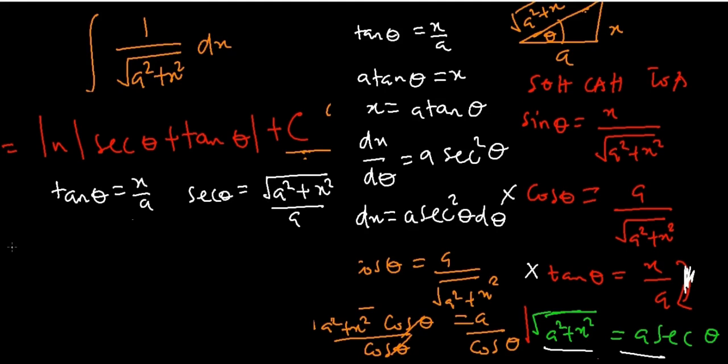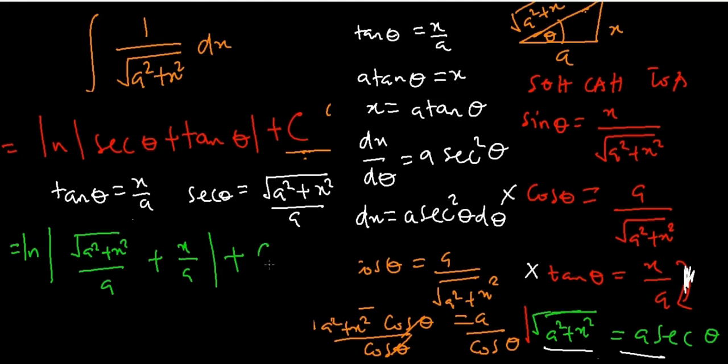So that will be equal to the ln of sec theta, which is the square root of a squared plus x squared over a, plus tan theta, which is x over a, plus the constant. Let me make this constant C1 for now. Okay, so now I'm going to simplify this expression that we have here.